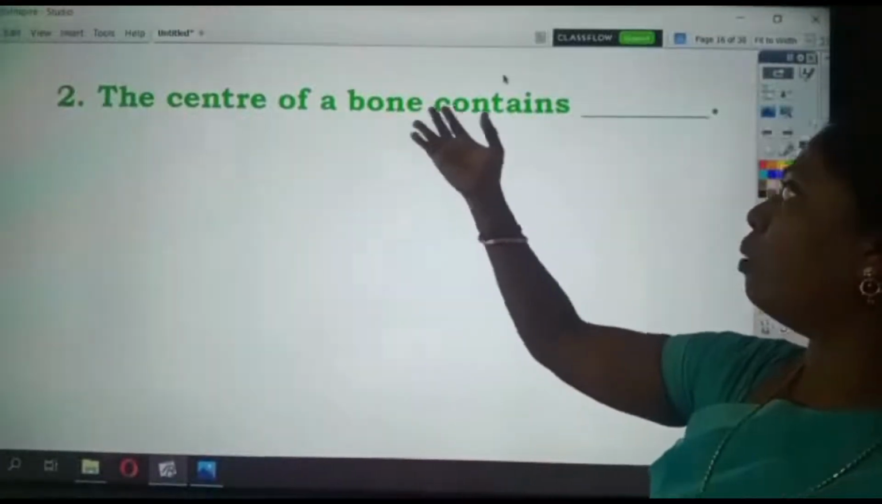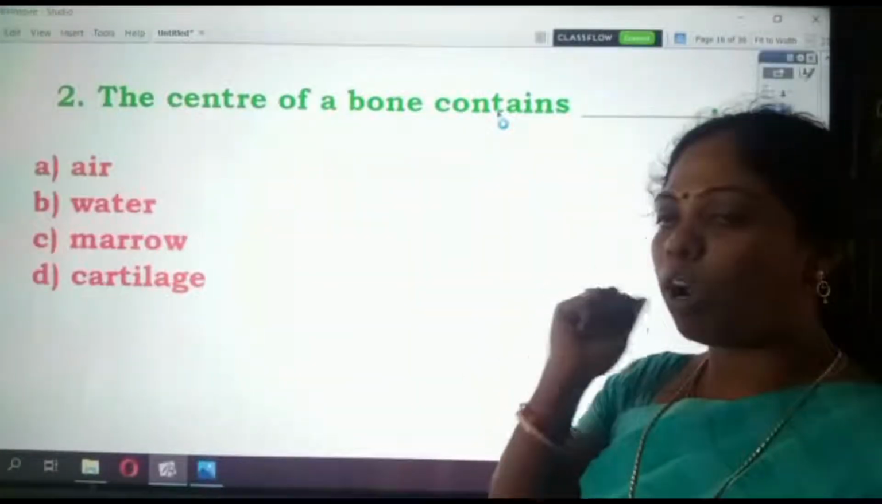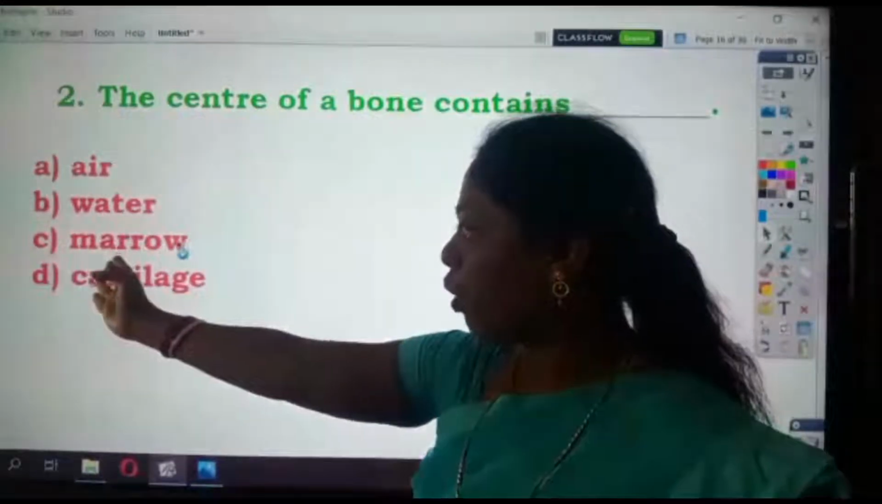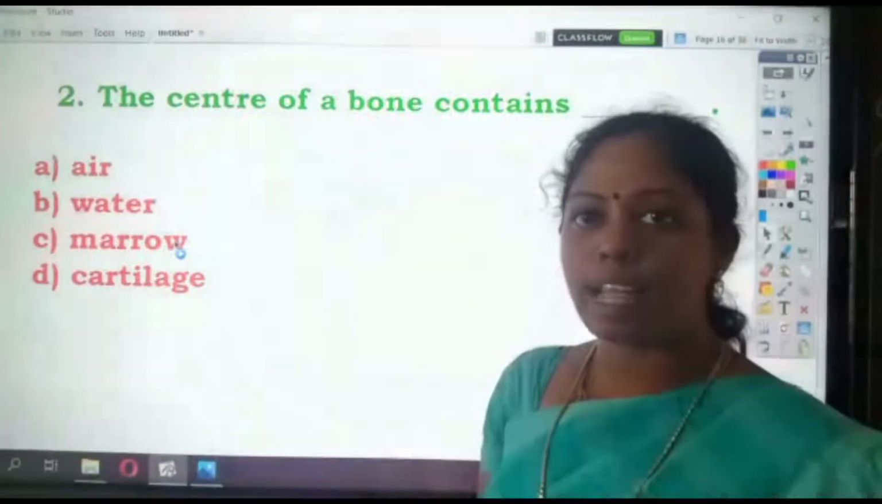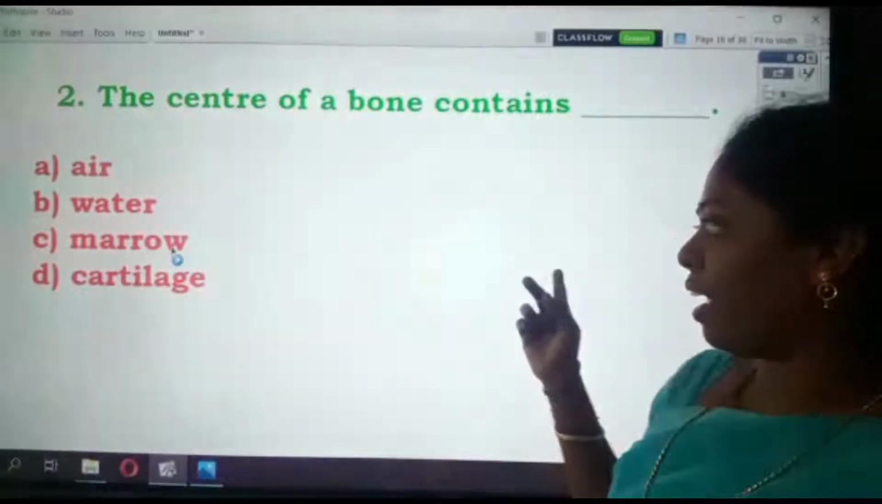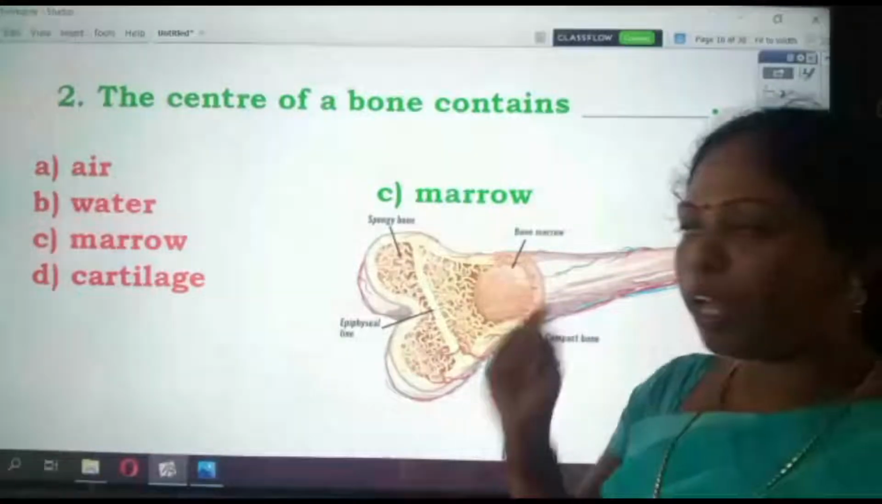The center of a bone contains dash. That is, inside the bone what do we have? The options are air, water, marrow and cartilage. Which one is the answer? The answer is marrow. Yes, can you see? This is the bone marrow present inside our bone.